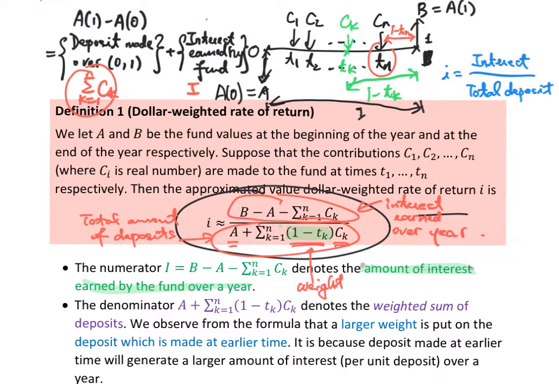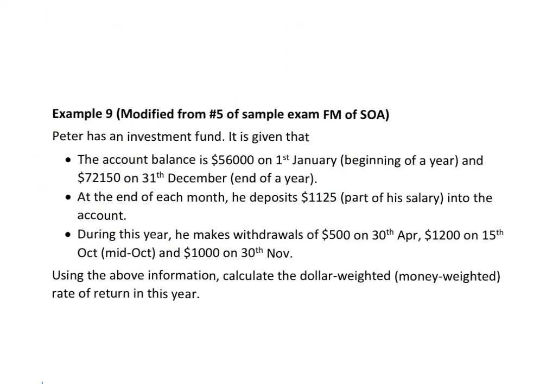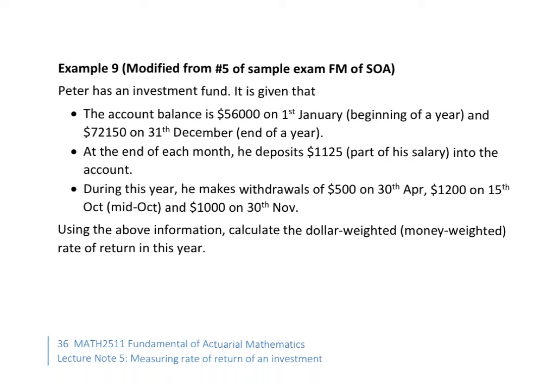Now let us run through a couple of examples and try to get some idea on how to play with this notation. So in example 9, which is one problem from a past SOA exam, we consider an investment fund owned by a person called Peter. You are given that on 1st of January, which is the beginning of a year, the account balance is 56,000.